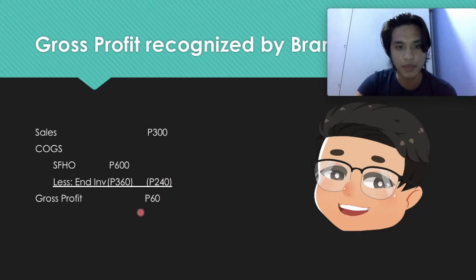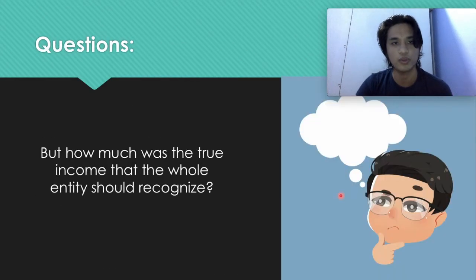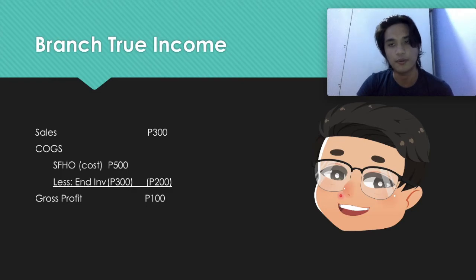Remember we have 60 as our income, and out of 5 units, 2 units were sold. But as we remember, 120 is not the true cost. The true cost is only 100. That means the remaining 20 here are actually realized markup. So 20 plus 30, 20 plus 30, that adds up to 100, which is our true branch net income.